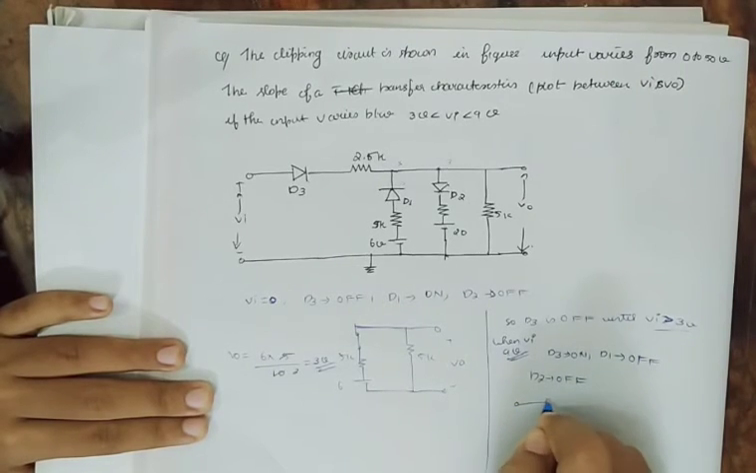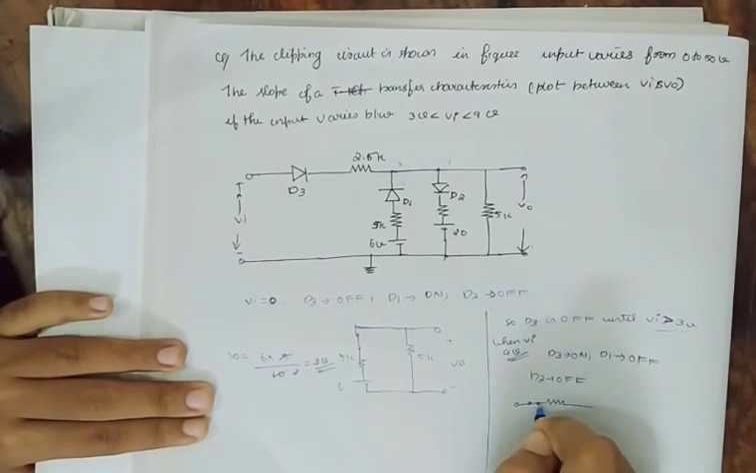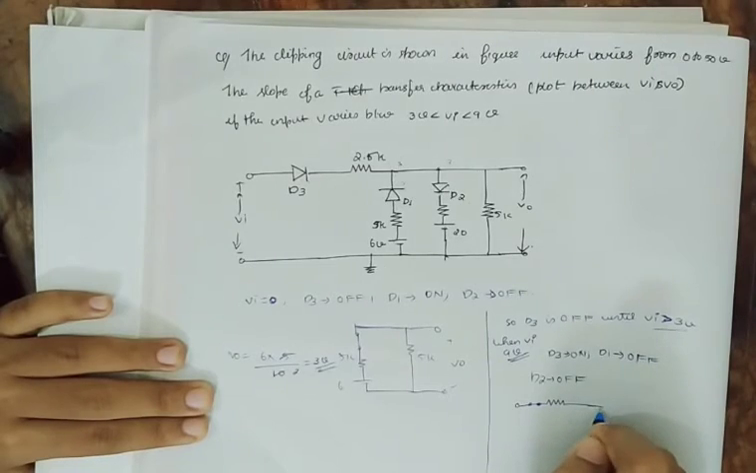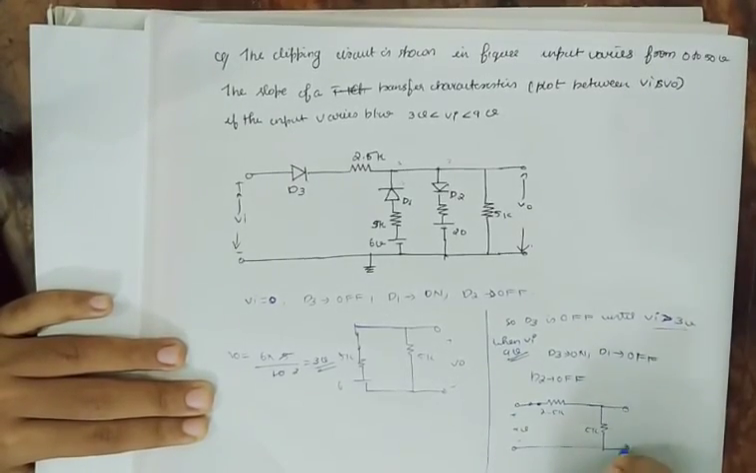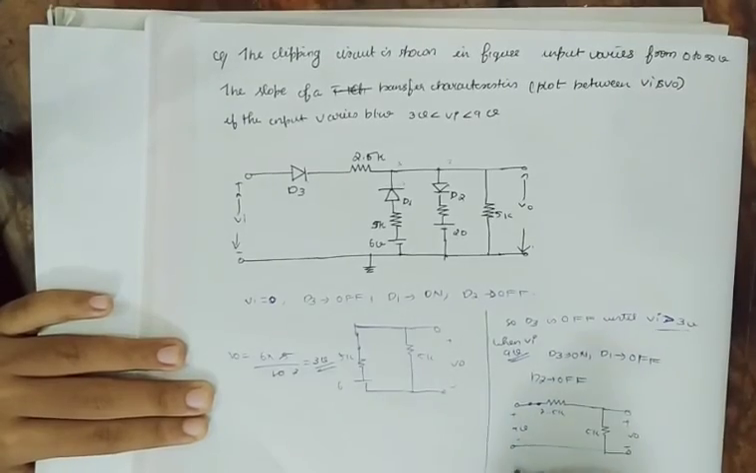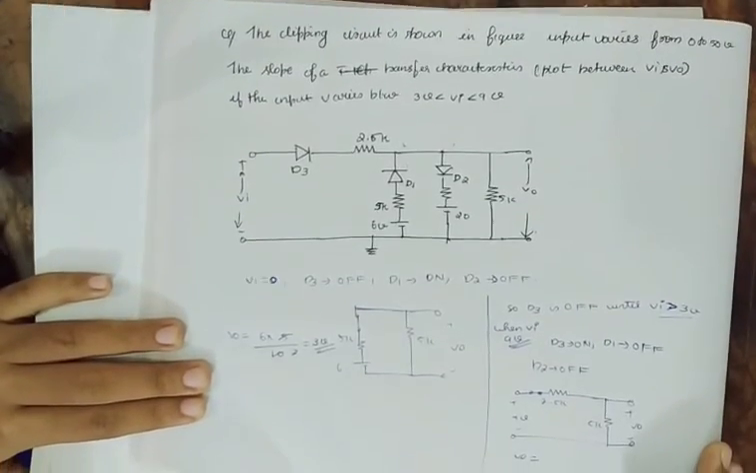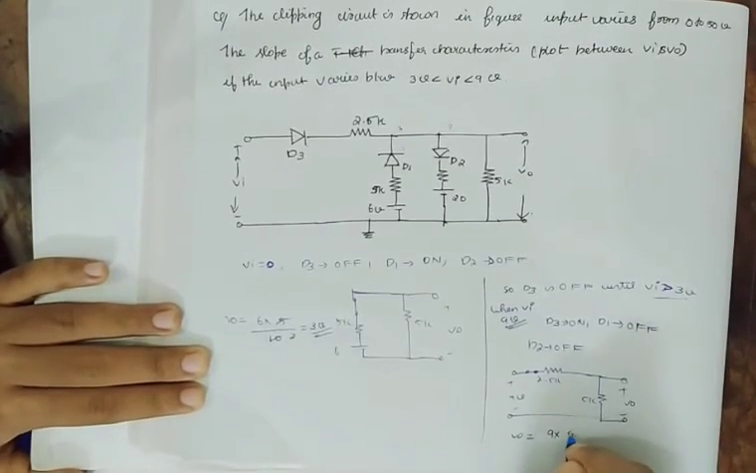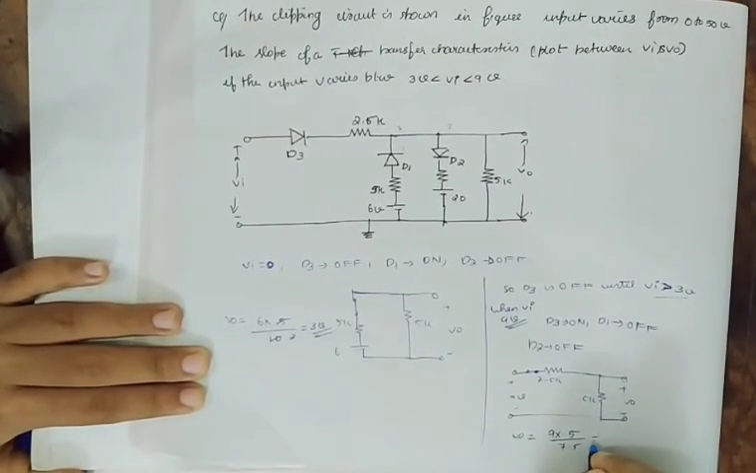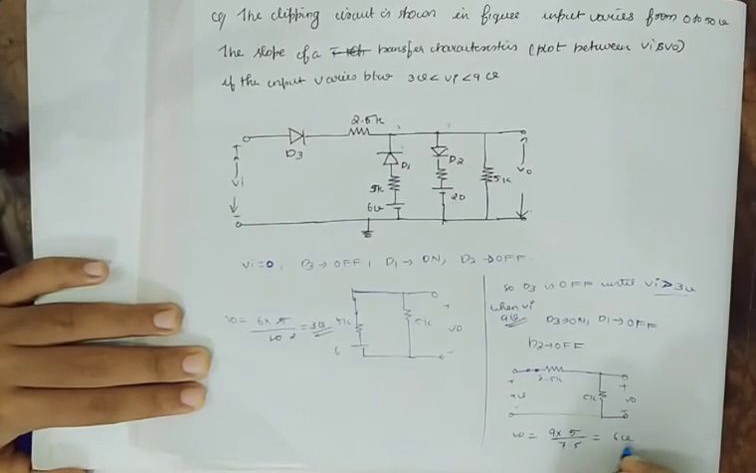So what happens to our V0? 5k, 2.5k, it's 9 volt. So V0 equal to, applying the voltage division principle, 9 into 5 divided by 7.5, which is equal to 6 volt.